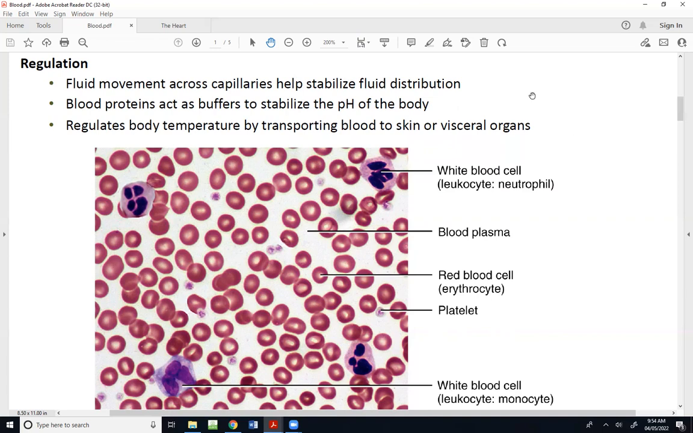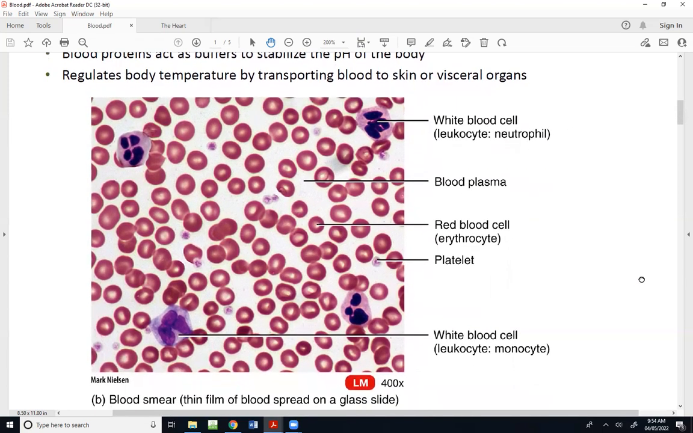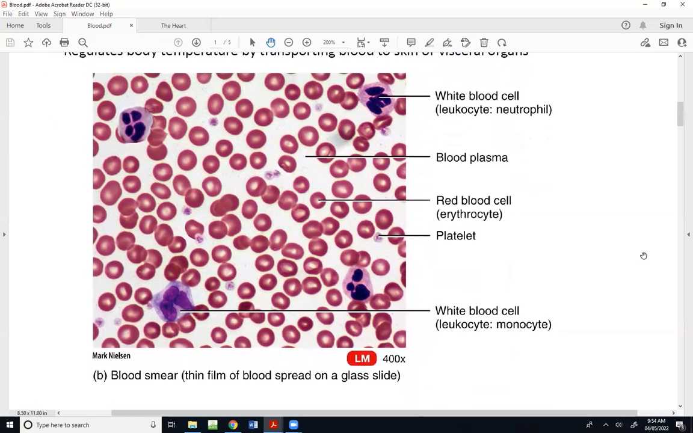Okay. Looking at the picture here at the bottom, this is the exact same image that we saw in that tissues lecture, which is a smear of blood, looking at it under a microscope 400 times. So we can see we have lots and lots of these red blood cells or erythrocytes. Those are the most prominent and actually most numerous cells in the entire body.